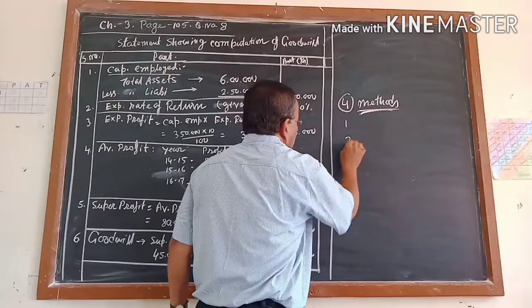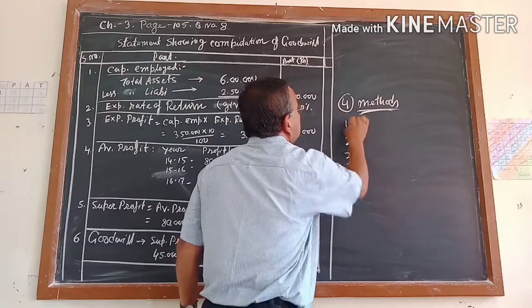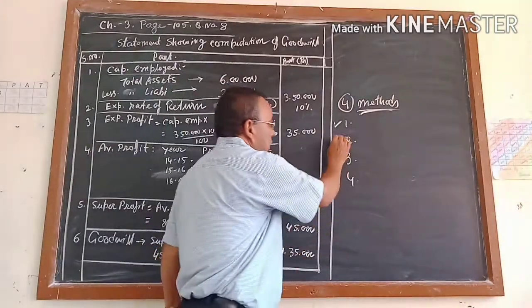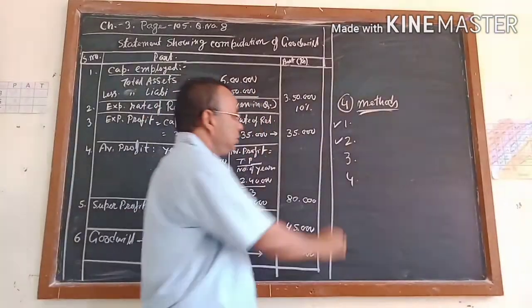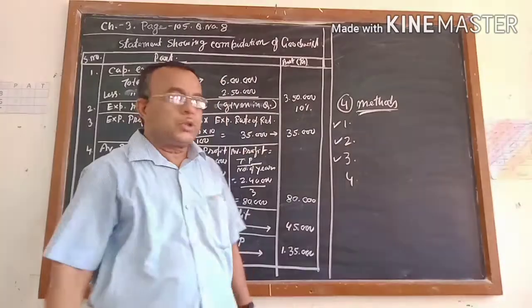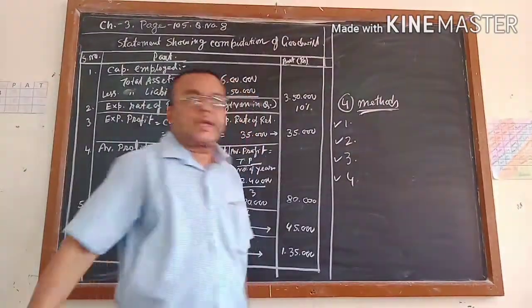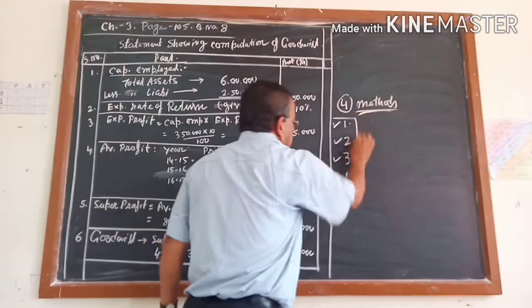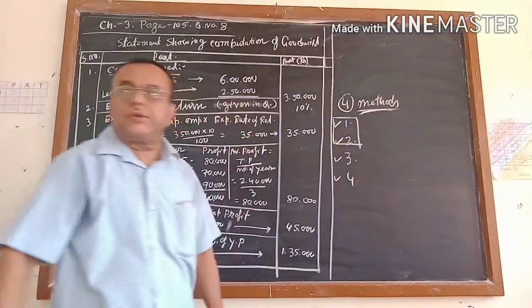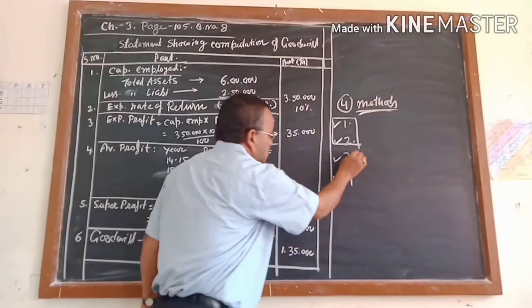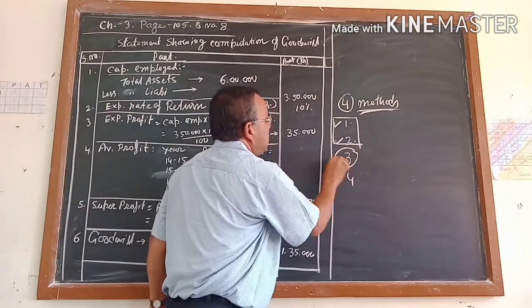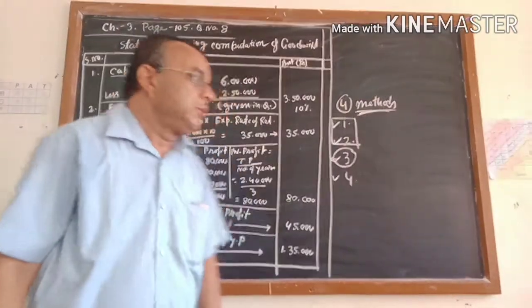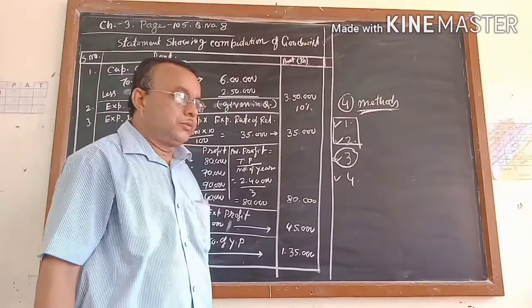The first is the simple average method, the second is the weighted average method, the third is the super profit method, and the fourth is the capitalization of average profit method. The first and second methods I have already given in the first video. Today I want to teach you the third method, how we calculate the amount of goodwill by the super profit method.